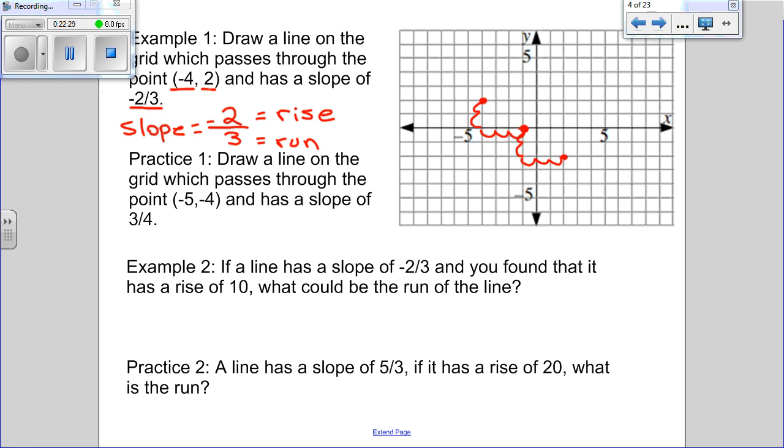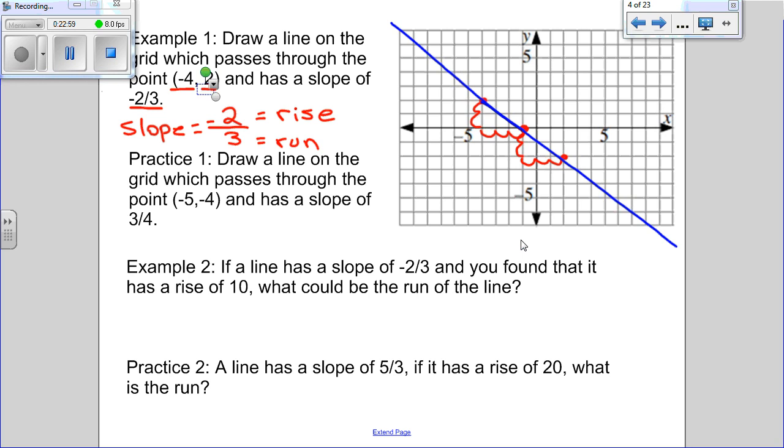So this would be like, oh, here we go. Hold on. That blue line is a line that goes through point -4, 2 and has a slope of -2/3. Make sure that you use a straight edge to draw your lines. If you freehand it like me, you're going to notice that you're close, but you're slightly off.